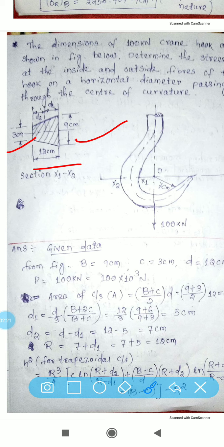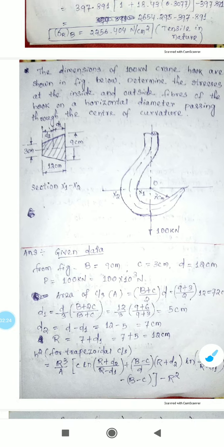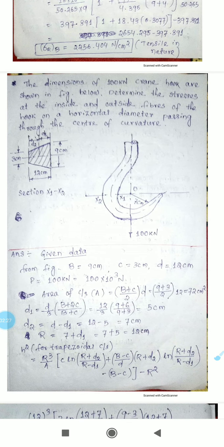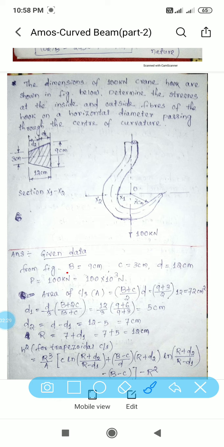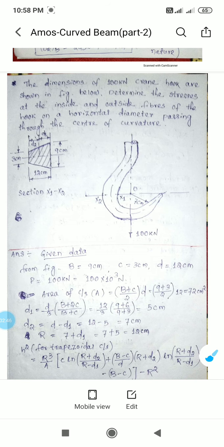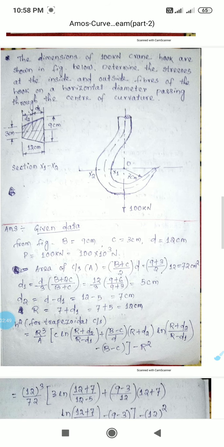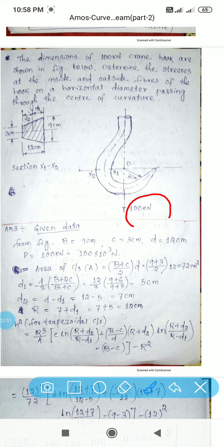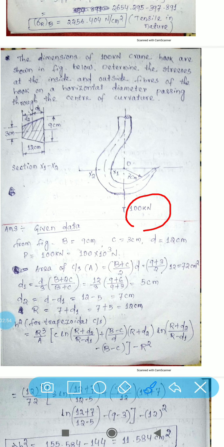First, what are the given data related to this problem? From the figure, B is 9 centimeter. This is your B side. Then C is 3 centimeter. And D, the depth, is equal to 12 centimeter. And P is the load applied to the crane hook. How much magnitude? 100 kilonewton, so 100 kilonewton is equal to 100 into 10 to the power 3 Newton.